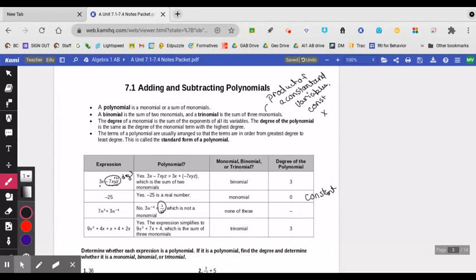Next, 9x cubed plus 4x plus x plus 4 plus 2x. We would first simplify that by combining our like terms, 4x, x, and 2x. So it'd be 9x cubed plus 7x plus 4. That's standard form. And it's three terms, so it's a trinomial. And the degree is 3 because that's the degree on the largest.